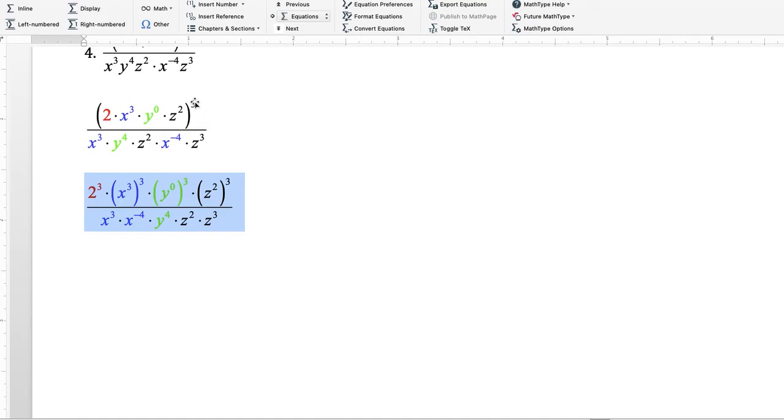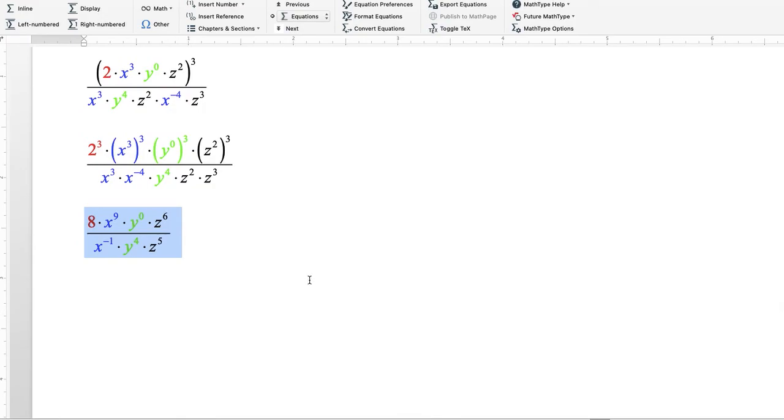So I've distributed that cubed exponent onto every single piece here. I'm going to apply my power of a power rule. 2 cubed, that's 8. X cubed, we multiply those exponents. Y to the 0 cubed, we multiply those exponents. Now we're going to come up with that 0 again. Z squared, z to the cube, we're going to multiply those exponents. In the denominator, I'm going to combine those using the product of powers rule. Same base, I can add those exponents.